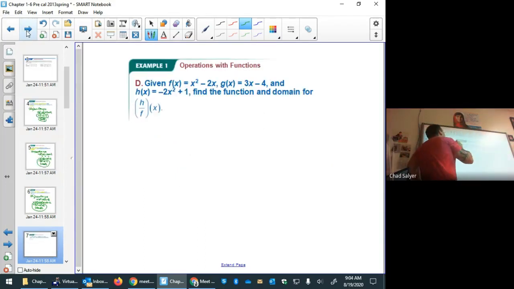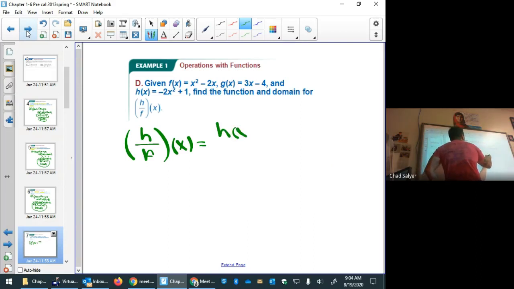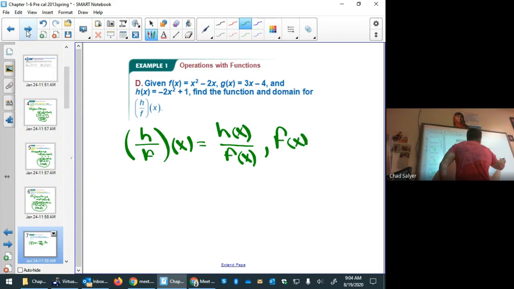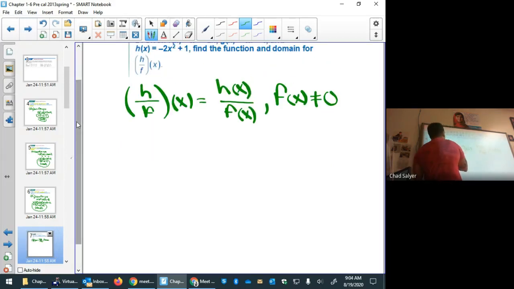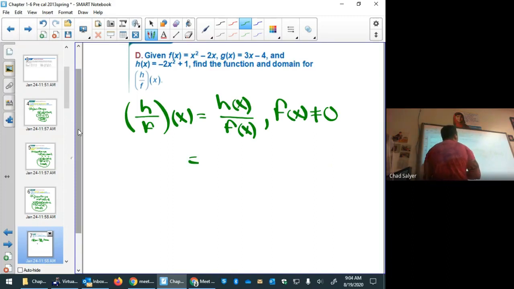So once again, we're going to use f, g, and h, but in this case, h and f are the quotient values. So h over f of x. So h of x over f of x, and remember that f of x can never equal 0 now. Okay, so these are generally pretty simple because there's not a lot of simplification to be done. This is negative 2x squared plus 1 over x squared minus 2x.